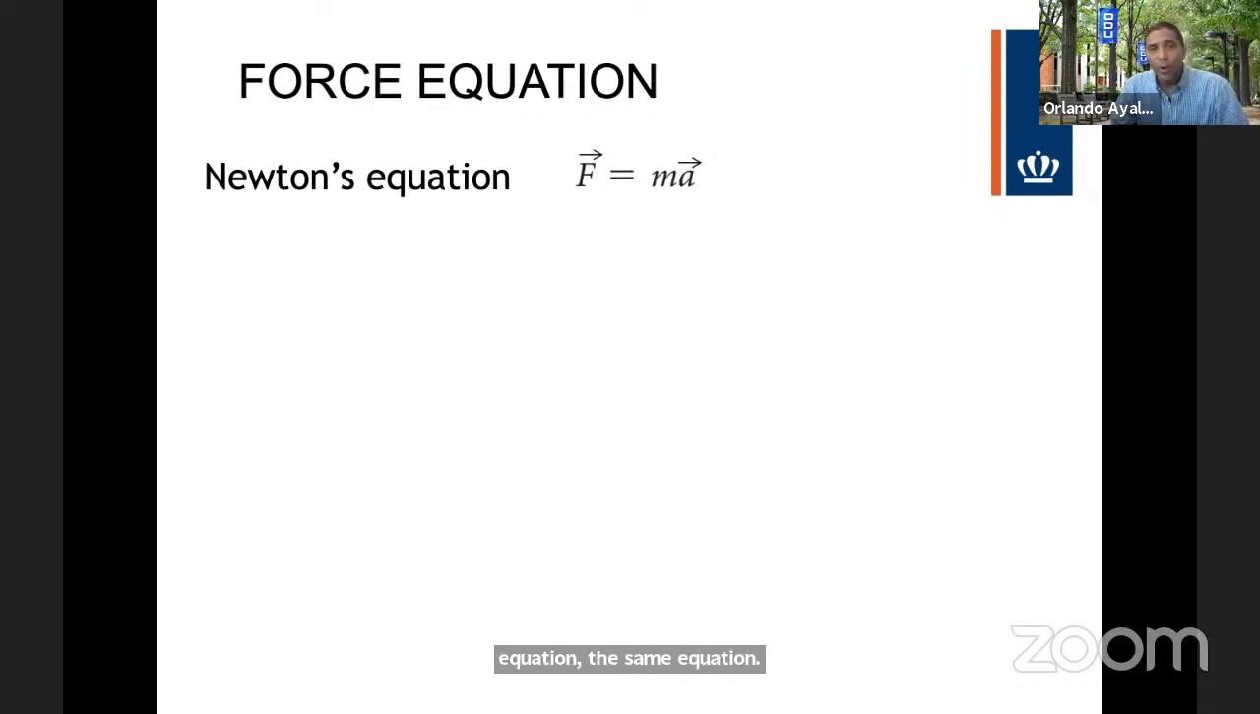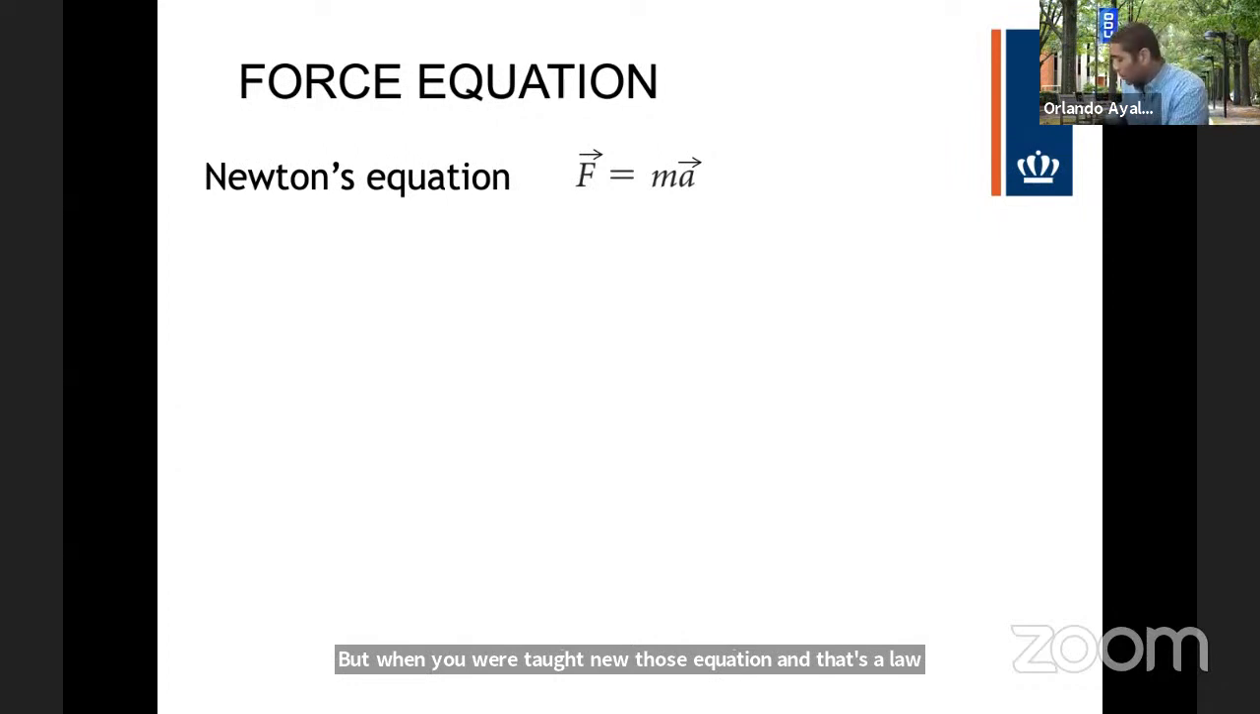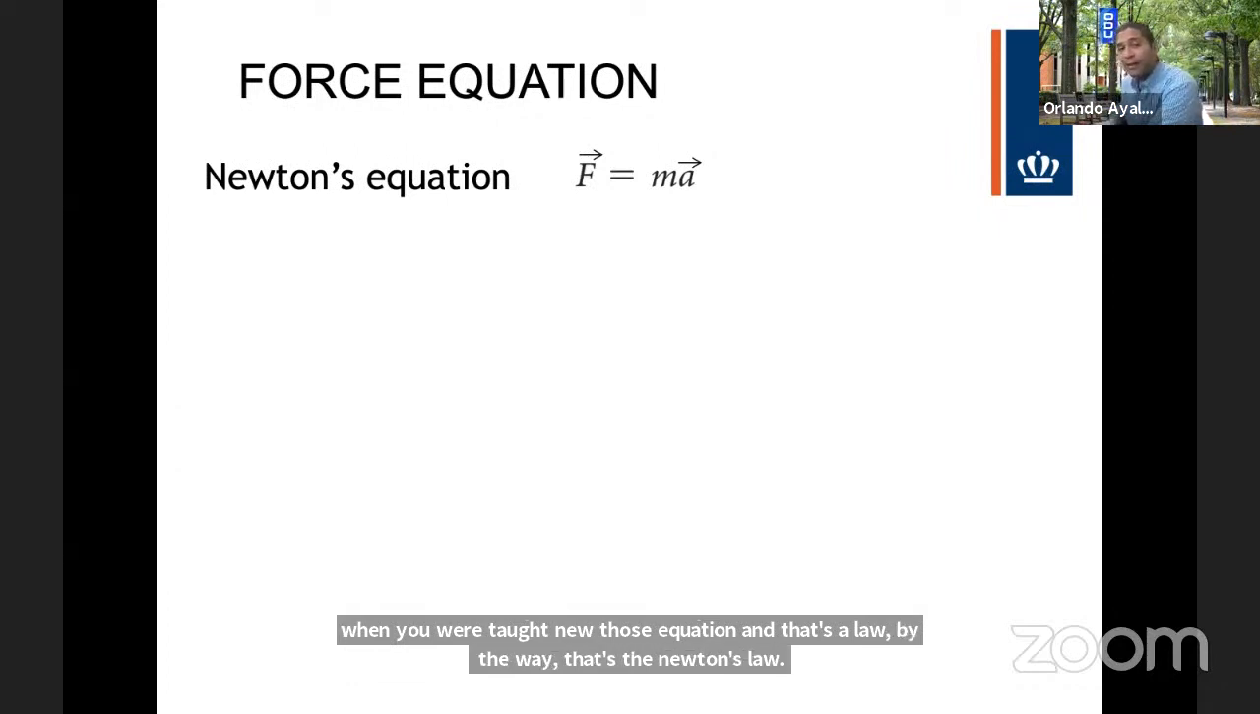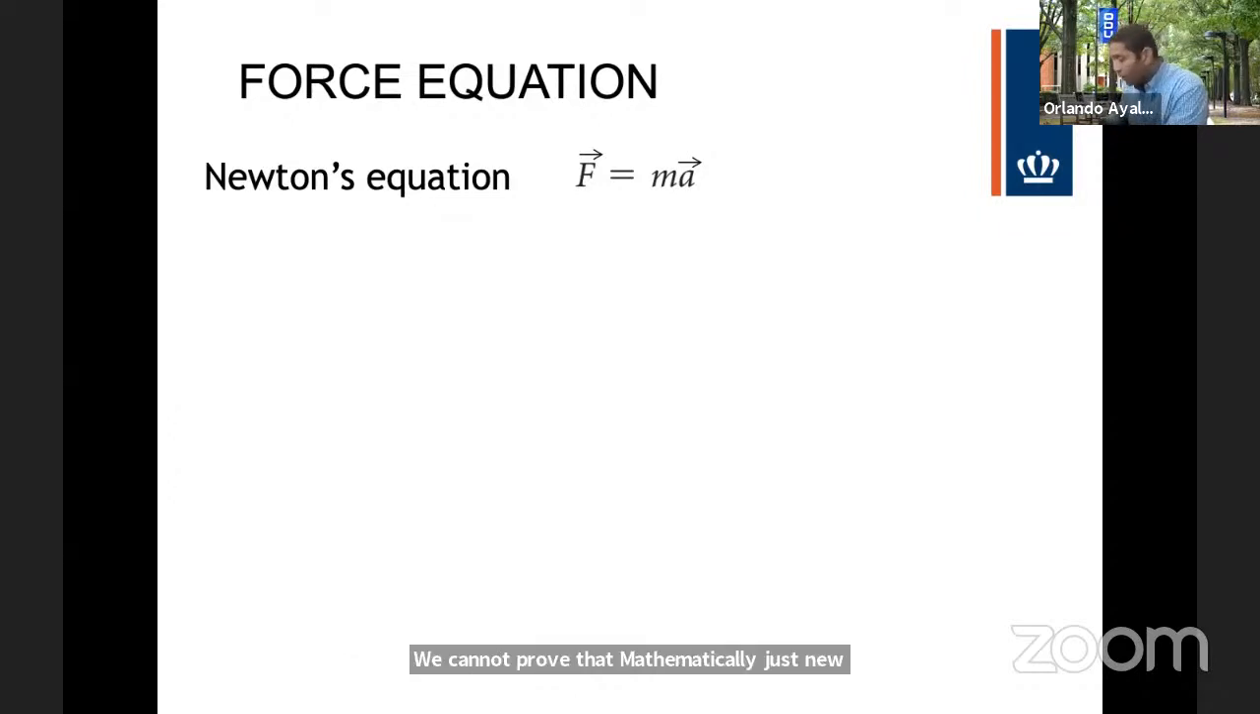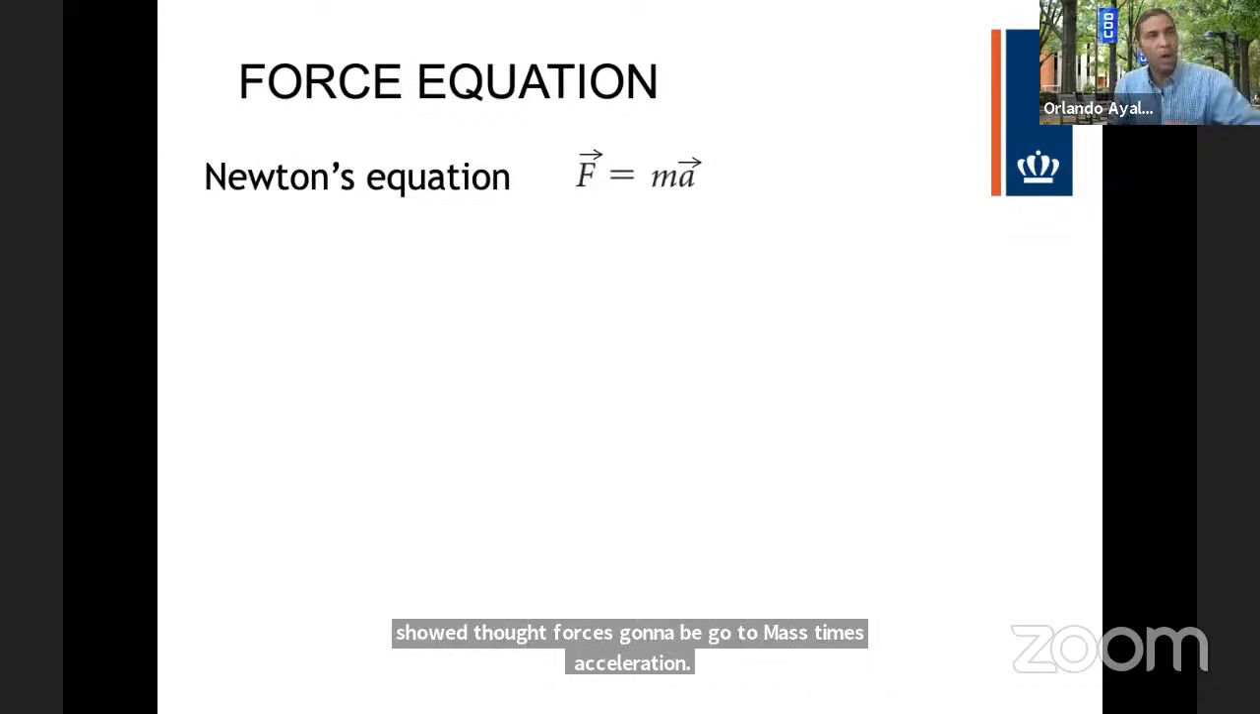But when you were taught Newton's equation, and that's a law, by the way, Newton's law, we cannot prove that mathematically. Newton saw the behavior in nature, and he said, you know what? I can see that force is equal to mass times acceleration. He came up with that equation by observation. It wasn't something that he derived from an equation. He just thought forces had to be equal to mass times acceleration. Clever mind. Long time ago.